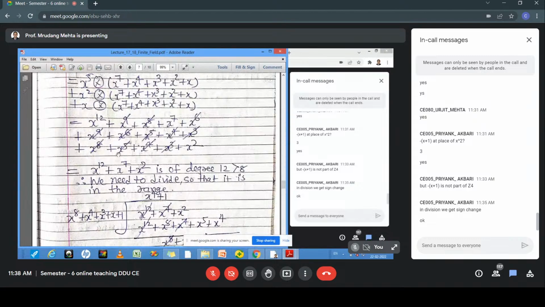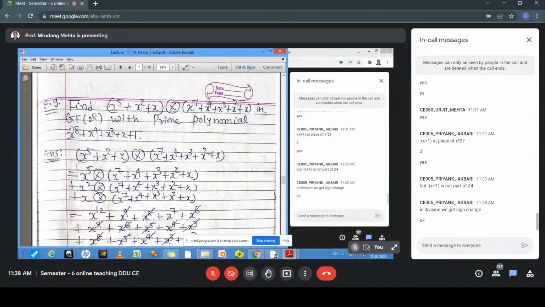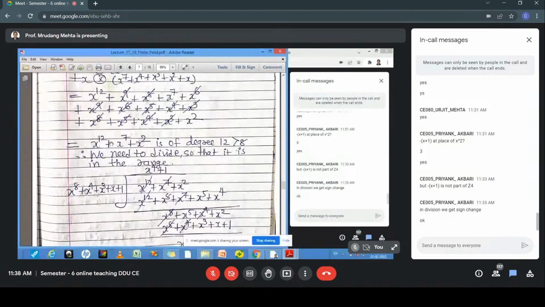But this degree is greater than 8, and we have to reduce it with respect to the prime polynomial x^8 + x^4 + x^3 + x + 1. The highest degree there is 8, but the polynomial we have found has degree 12, so it is clearly greater. So we need to divide it by this prime polynomial. So x^12 + x^7 + x^2 is divided by this prime polynomial.